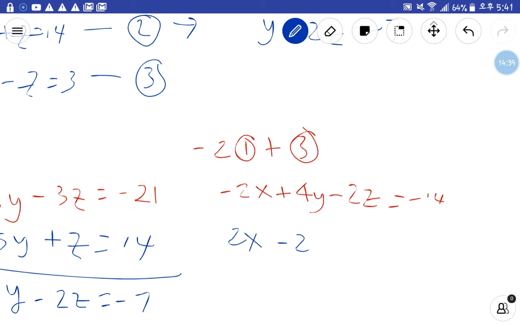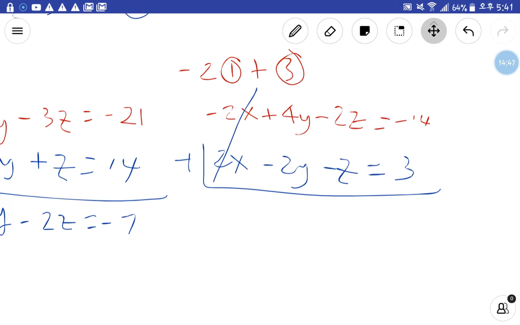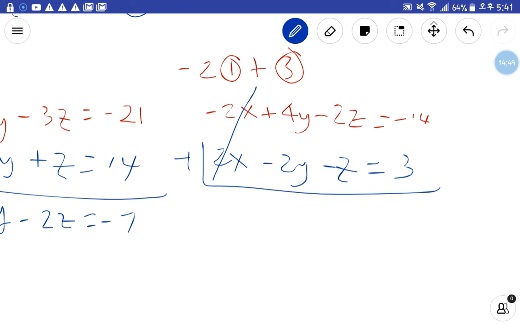2x minus 2y minus z equal 3. So add them up. What's going to happen? The x terms go away, and then 4y plus negative 2y becomes 2y, minus 3z equal negative 11.